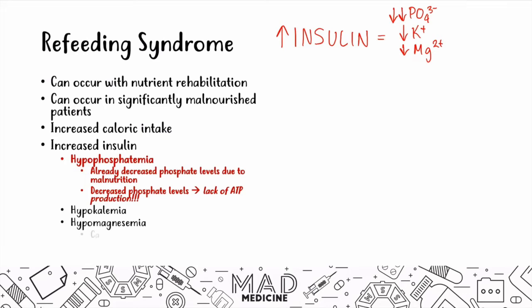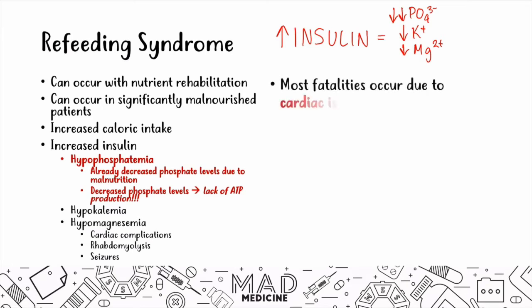And because they're both going to be low, you're going to be dealing with cardiac complications. Both of these are very important for the heart. You might deal with rhabdomyolysis, right? That could also occur, as well as seizures, because of these electrolyte imbalances. Now, most fatalities in the refeeding syndrome, especially in anorexia nervosa, are going to be caused by cardiac issues. That makes sense because these two components are very important for your heart. Okay, if you don't have them, the heart isn't going to be able to function properly.